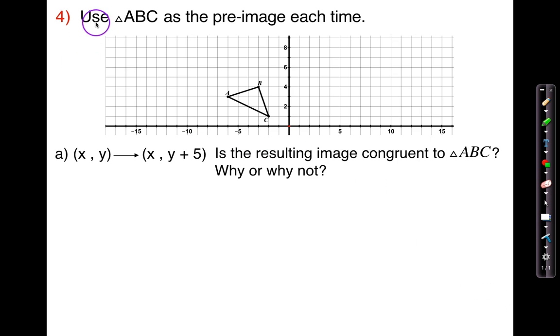Number 4 says use triangle ABC as a pre-image each time. (x, y) gives you (x, y + 5). Is the resulting image congruent to triangle ABC? Why or why not?